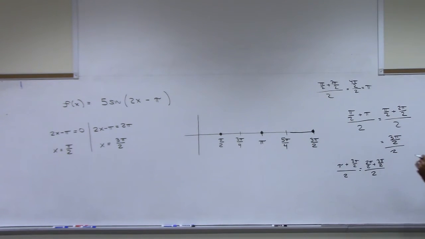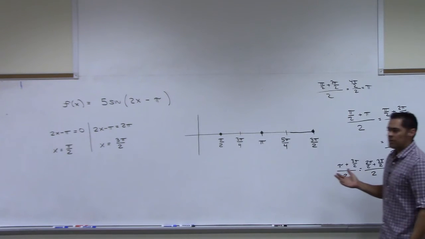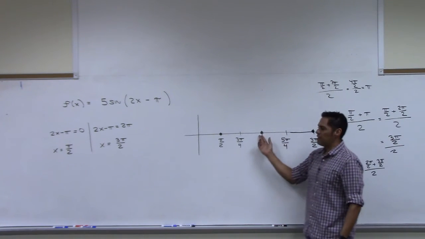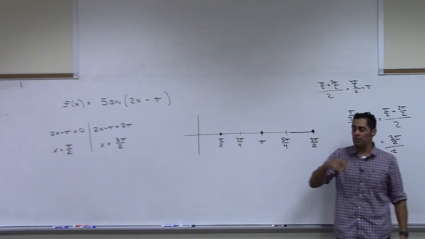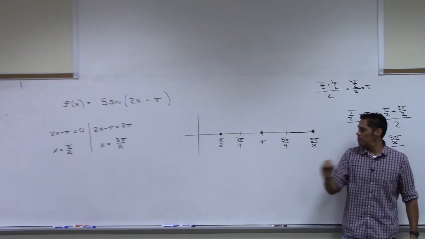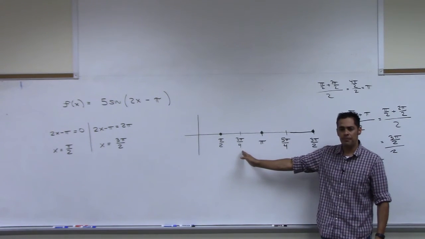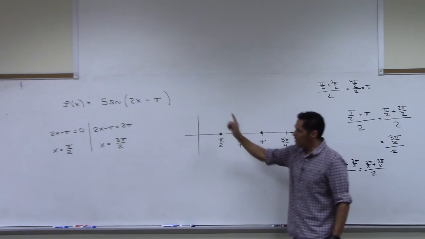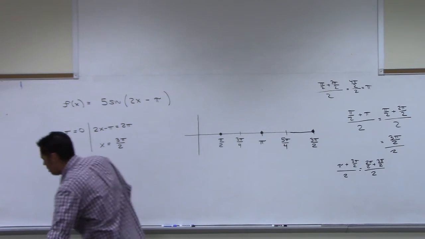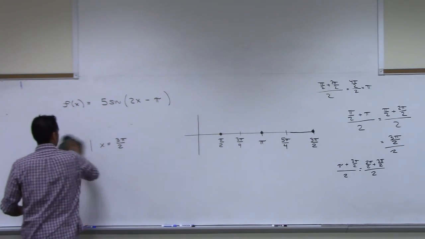Very important. Test point. Test point. You've got to test one of these points. And you don't want to test the x-intercepts because they don't tell you anything other than, if you plug those in, you're going to get 0. So why don't we take this one and plug it in? I'm going to test that one into the original function and see what I get.